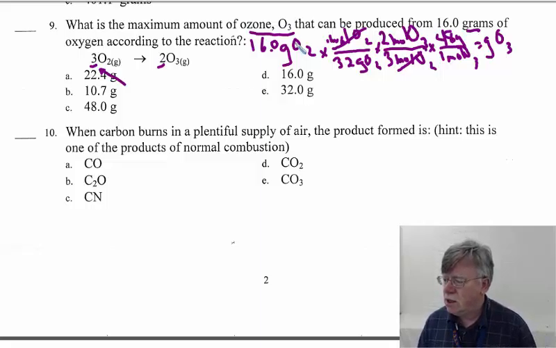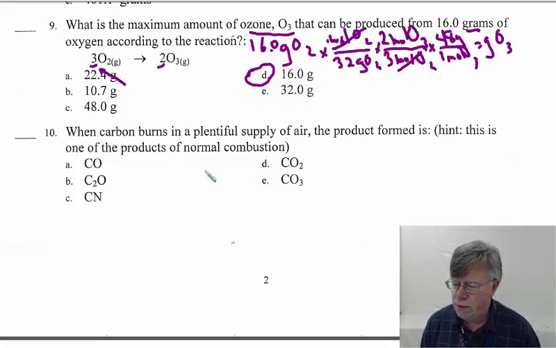It's going to be 16 divided by 32. So 16 divided by 32 equals, times 2 equals, divide by 3 equals, times 48 equals, I get 16 grams. How crazy is that? 16 grams will make 16 grams. So the answer is D. After I do the math, I get 16 grams of O2.